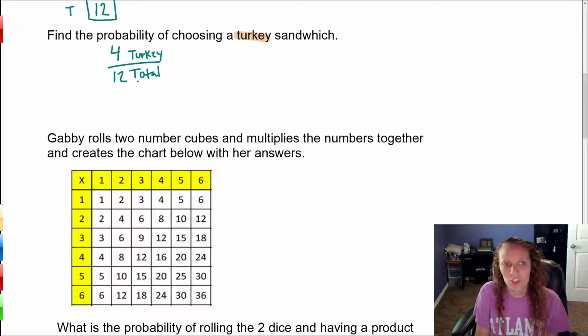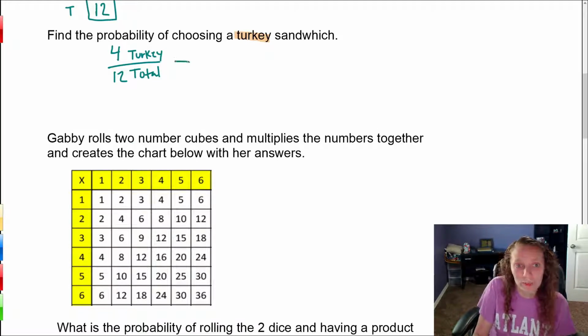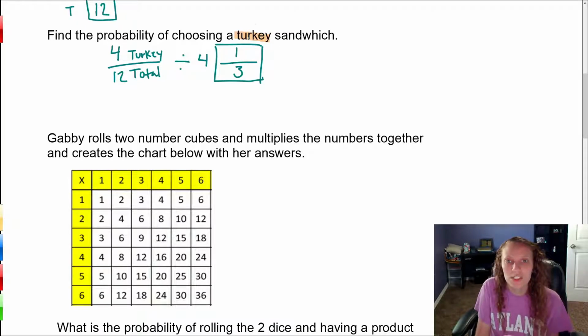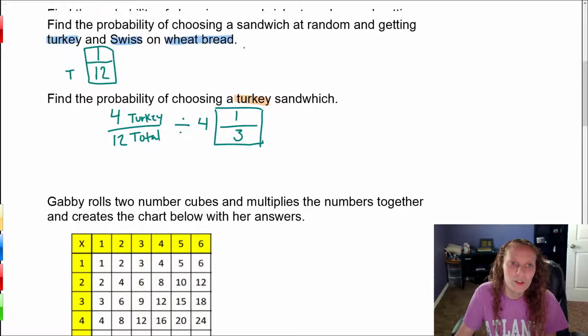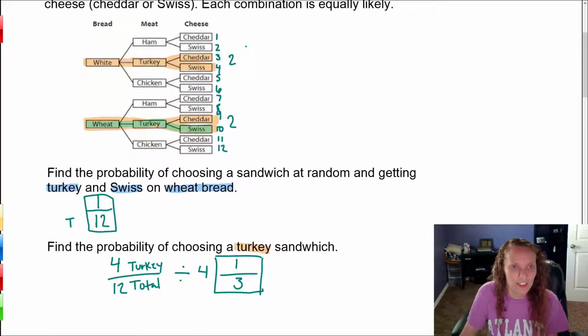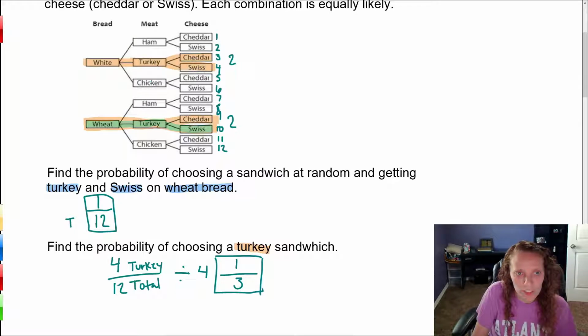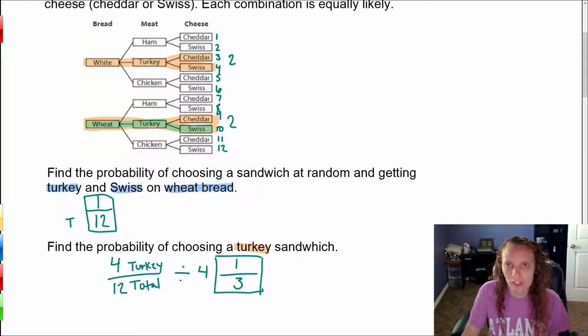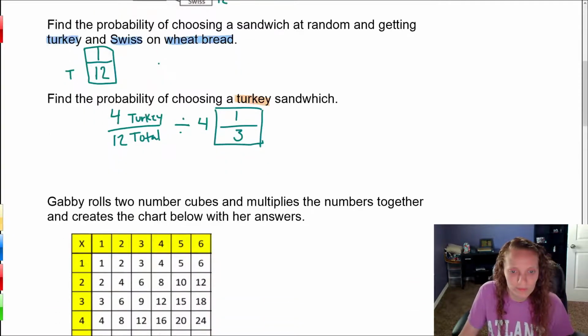Now, if this was a test question, this answer is probably not going to be there. We need to simplify it. So we need to divide by a number that goes into both 4 and 12. And the best number for that is a 4. So 4 divided by 4 is 1. And 12 divided by 4 is 3. So 1/3 of these sandwiches contain turkey. You could also see that by looking at the different types of meat. There was ham, turkey, and chicken. Turkey is 1 out of 3 different meats. So that's another way we could have gotten 1/3.